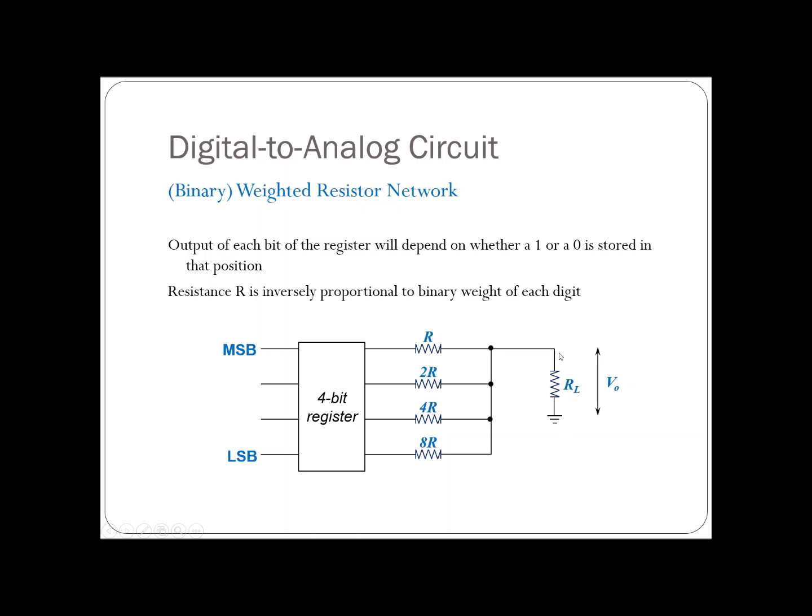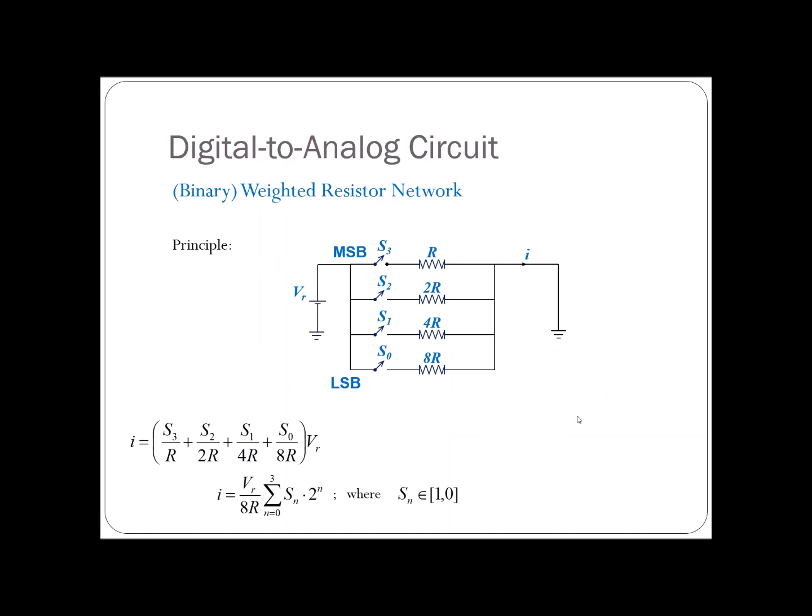Then what do I do? From each of the bits, it will give a discrete voltage, only 0 or 1, so only on and off. But what I expect in the output voltage, measured across the two ends of this load resistor, is an analog signal. How does it work? Let's take a look.